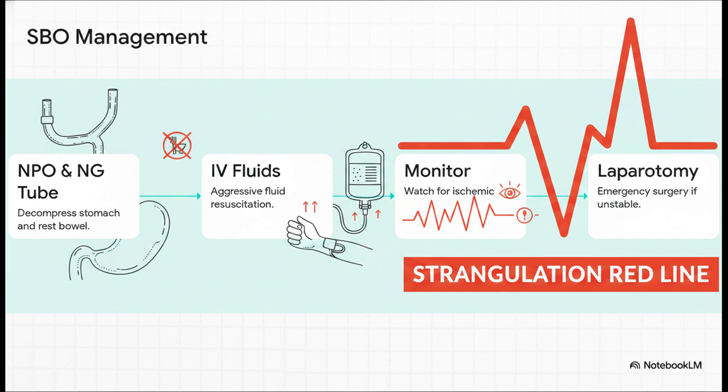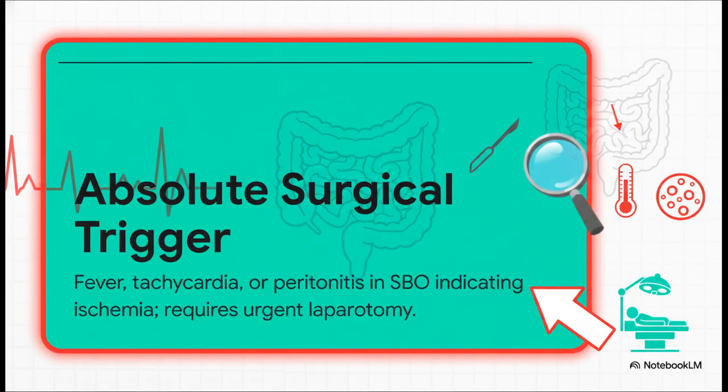But, and this is a huge but, you have to constantly monitor for the physiological triggers that force an immediate pivot. You are watching like a hawk for the strangulation red line. And here is that red line. We call it the absolute surgical trigger. If your conservatively managed SBO patient suddenly spikes a fever, or you see leukocytosis, tachycardia, or localized peritonitis, strangulation and ischemia are underway, period. The choice architecture here leaves no room for debate. You immediately bypass that NG suctioning and go straight to an emergency exploratory laparotomy. If you don't, you're looking at complete bowel necrosis.